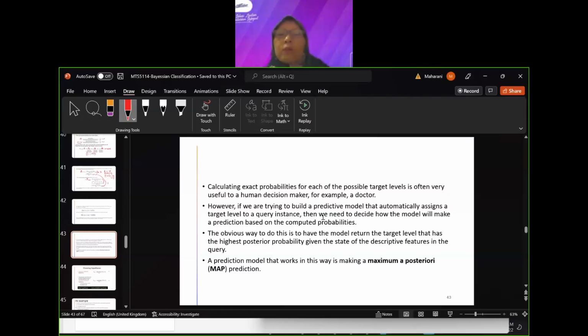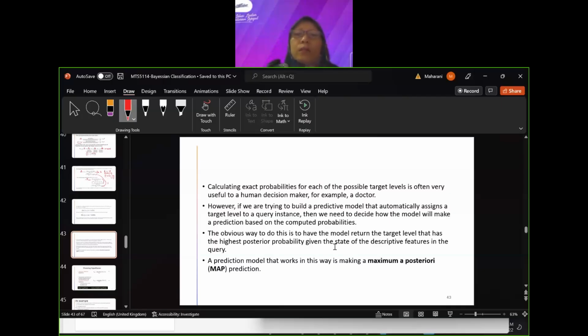However, if we are trying to build a predictive model that automatically assigns a target level to a query instance, then we need to decide how the model will make a prediction based on the computed probabilities. The obvious way is to have the model return the target level that has the highest posterior probability given the state of the descriptive features in the query. So you want to get the highest posterior, the probability of the target.